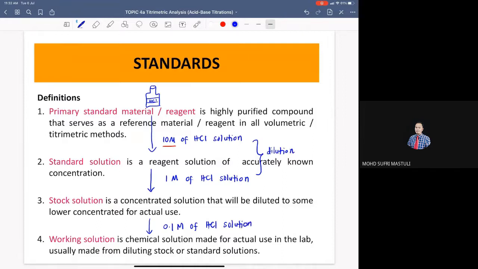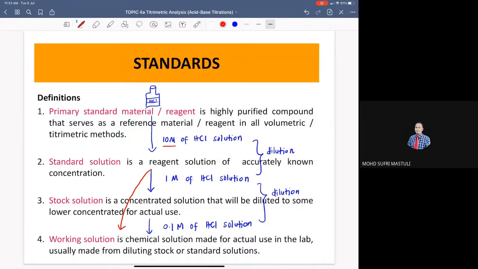When we prepare a lower concentration of solution, we need dilution. The working solution not only can be prepared from the stock solution, it also can be prepared from the standard solution. Okay, so I hope you can understand the meaning of primary standard material or reagent, the meaning of standard solution, stock solution, as well as working solution.